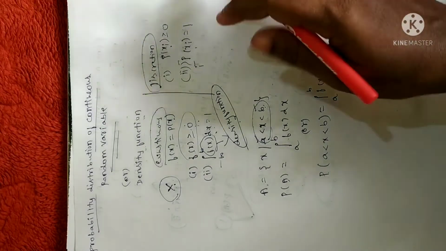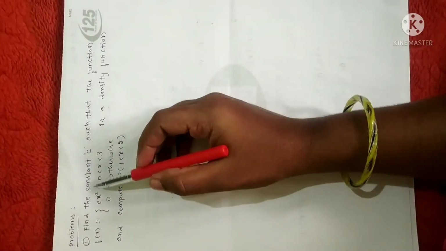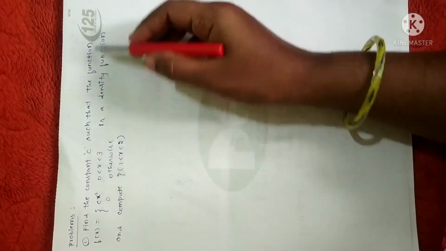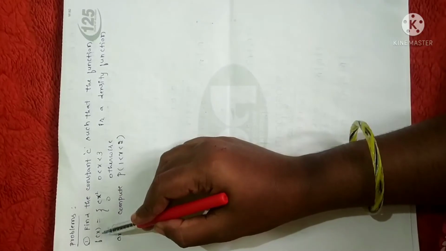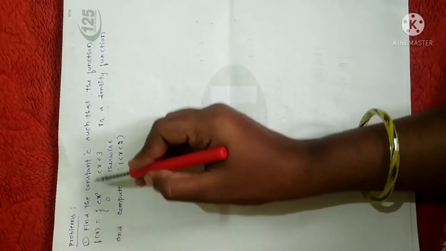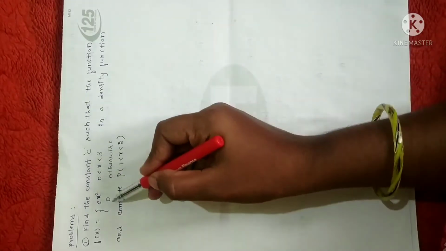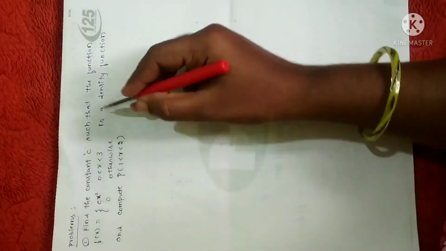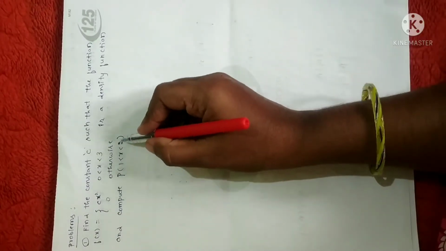So let me solve a few problems based on it. Here is the first question. We have to find the constant c such that the given function f of x, which is something like a step function, meaning f of x will be equal to c x square when the value of x is in between 0 and 3, and for the remaining values, the value of f of x will be 0, is a density function, and compute the probability of 1 less than x less than 2.